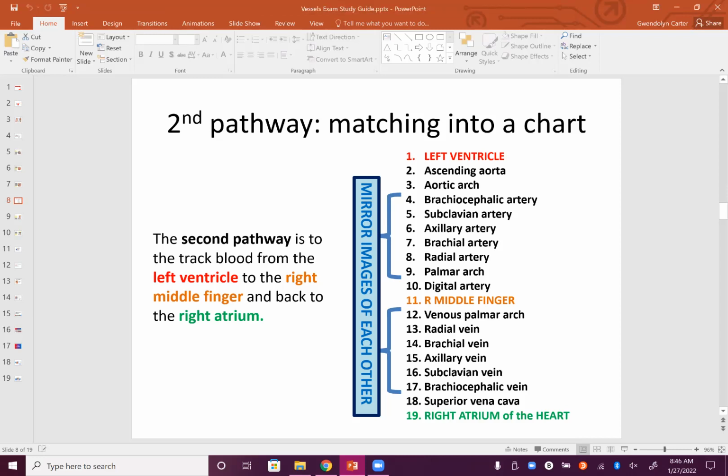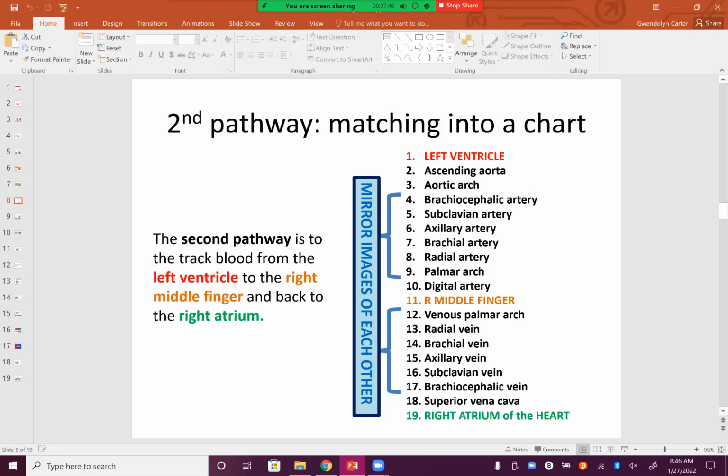For example, returning to the heart from above the heart. From your arm, that's above the heart where that blood is going to come in. So that's the superior vena cava. Okay, done. Easy on that one. Leaving the left ventricle: ascending aorta, and then aortic arch. Pretty simple.